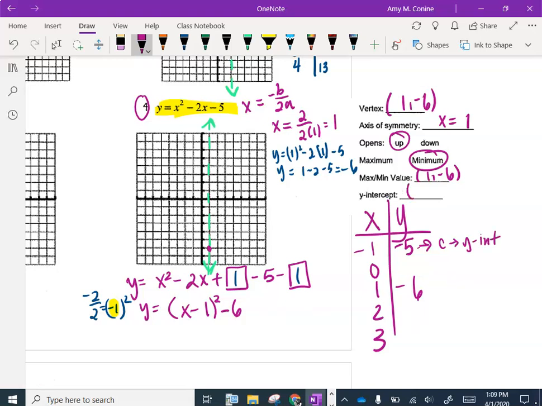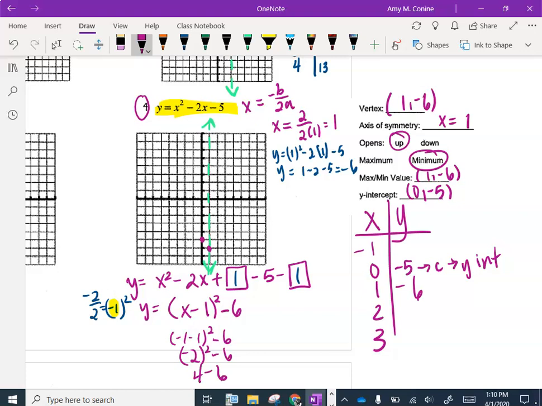Okay, which I can actually, oops, that's not in the right place. Good one, Mrs. Conine. Negative 5, which is c, which is your y-intercept. See, it just proves we all make mistakes, and we can just fix them real quick. So I'm going to put 0, negative 5 as my y-intercept, and I'm just going to find my other values. So if I plug in negative 1, negative 1 minus 1 squared is negative 2 squared, positive 4, minus 6, I should just get a negative 2.